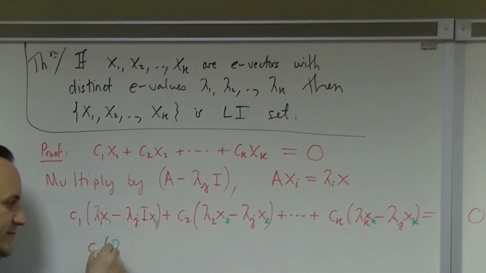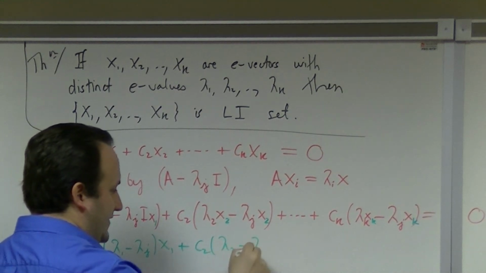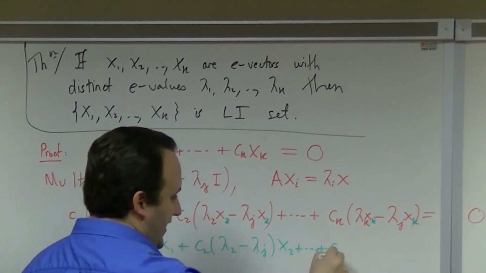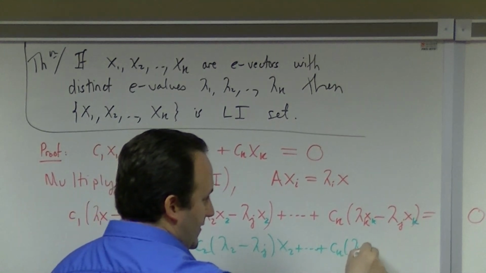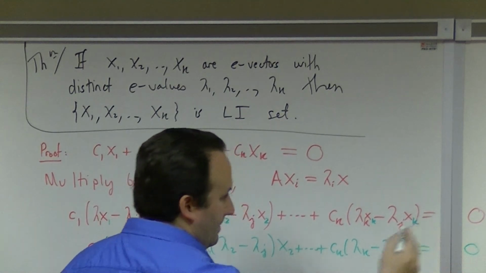So c1 times (lambda 1 minus lambda j) times x1, plus c2 (lambda 2 minus lambda j) times x2, plus ... plus ck (lambda k minus lambda j) xk equals 0.